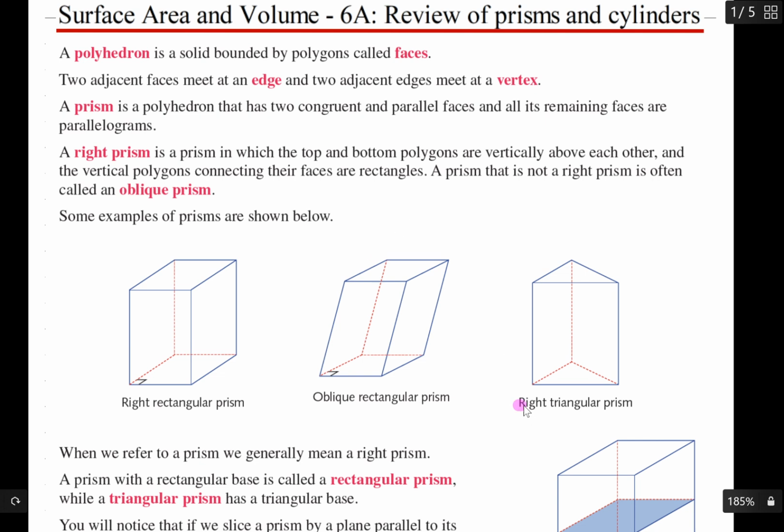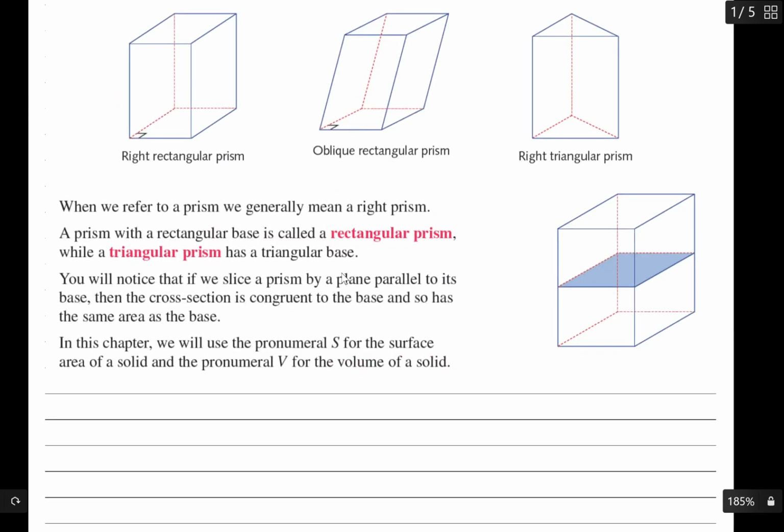Here we've got a right triangular prism. It's right because the height of it is perpendicular to the base, and also it's a triangular prism because that cross-section that I was talking about, if you slice through, will actually be a triangle. As it says here, when we refer to a prism, we generally mean a right prism. That's an assumption that we're going to make a lot of the time.